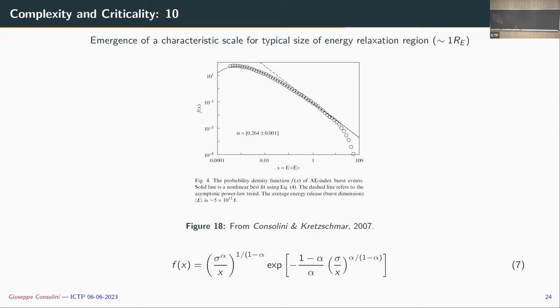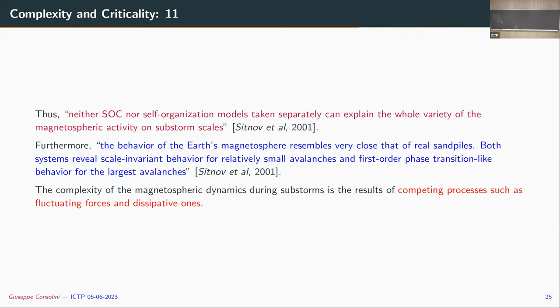To get information about these dynamics. So we can conclude this part by saying that neither self-organized criticality nor self-organization model taken separately can explain the whole variety of the dynamics of the magnetosphere activity on substorm scales. I would like to say that essentially the complex dynamics of these systems is the result of competing processes between dissipation and fluctuating forces. The fluctuating forces are the driver, dissipation is the process occurring inside.